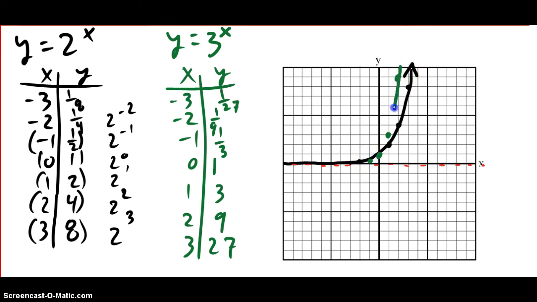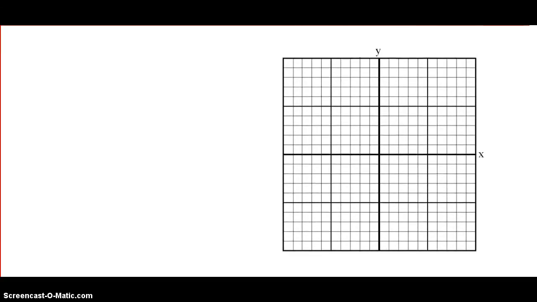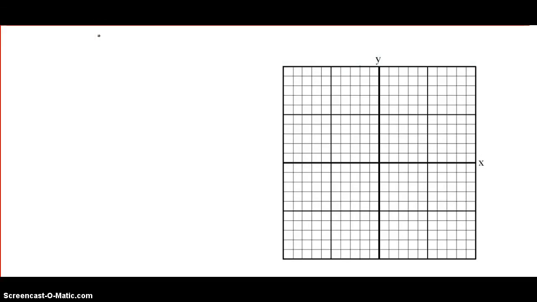Okay, and at that point, it pretty much looks like the other one, right? So to the right of the y-axis, it's steeper. To the left, it actually just approaches the asymptote that much sooner. Okay, now we're going to try one other where it gets a little bit more complicated, but not much. Okay, we're going to try y equals 4 to the negative x minus 1.